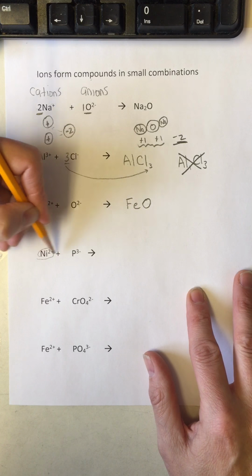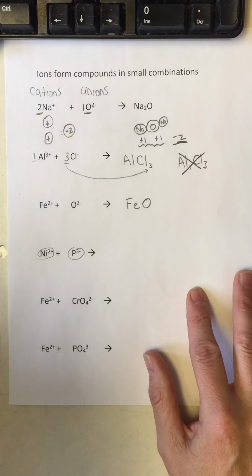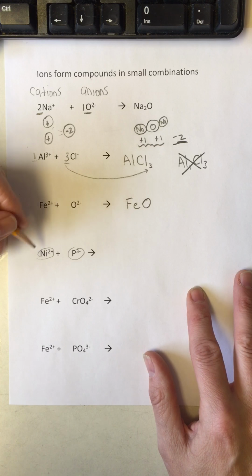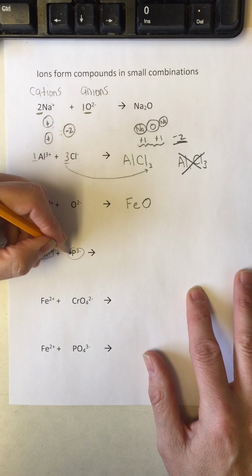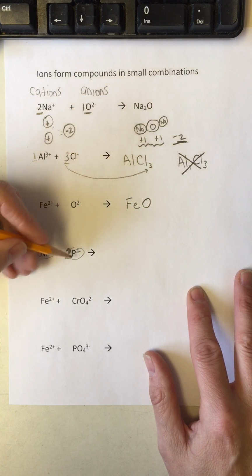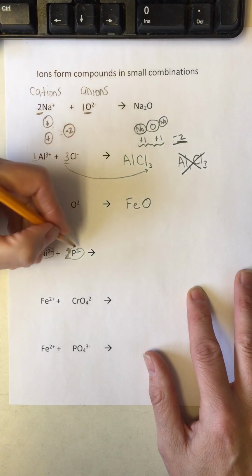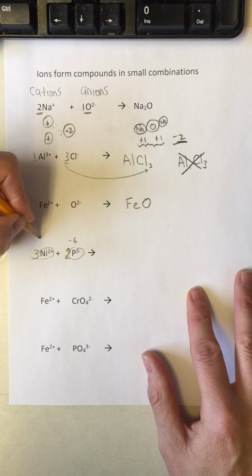+2, -3. So nickel 2 phosphide. What would we do with this one? Well, if we did 2 of these, that would give us +4. That's more than -3. If we did 2 of these, that would be -6. Oh, but think about it this way. If I put 2 there, that would give us 2 times 3 is 6, -6. And if I put 3 here, 3 times 2 is 6. That's +6. That would balance. So 3 of these and 2 of those.